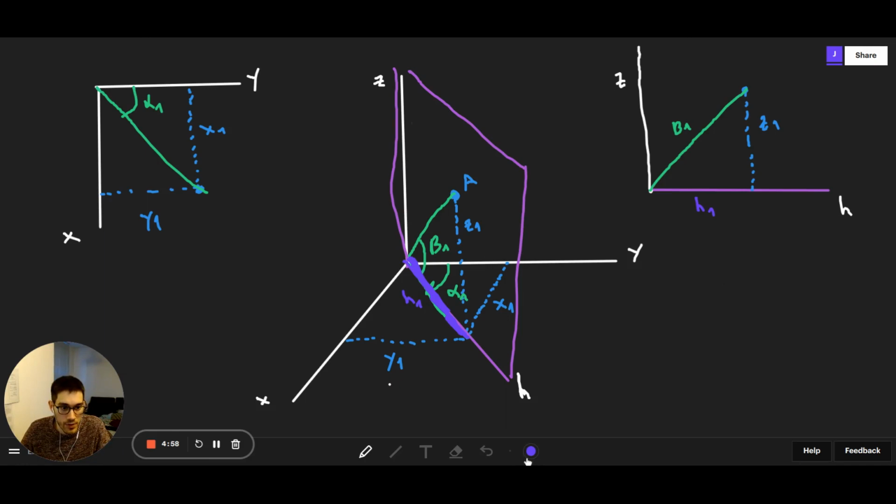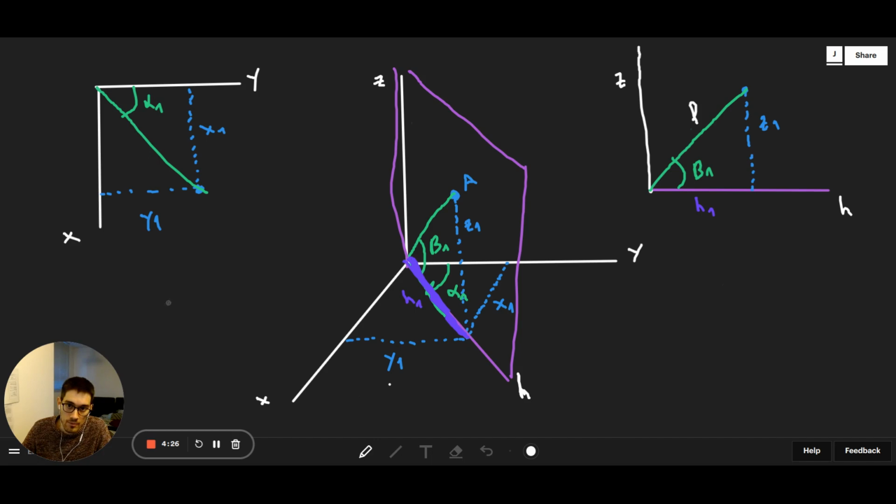Now, with all these three drawings, we have all the information that we need to... Oh, wait a second. That means this is beta 1, and this length, let's call it L. Cool.